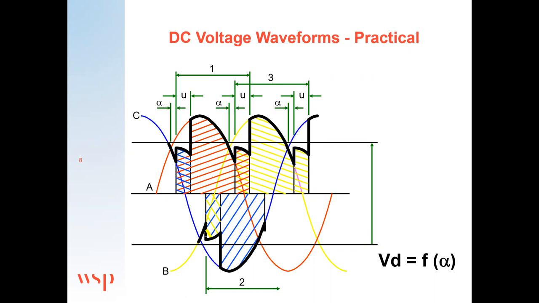So hopefully in three slides, I've given you the basic concept of a line commutated converter. Essentially, we're taking the AC voltage, chopping out the peaks of the voltage to create a quasi DC. The implication, of course, is that we need both AC voltages all the time for this scheme to work. If we lose the AC voltage, it will stop. We won't get the correct commutation.